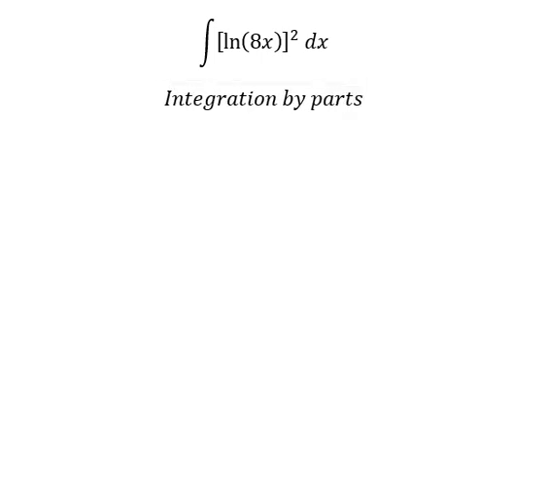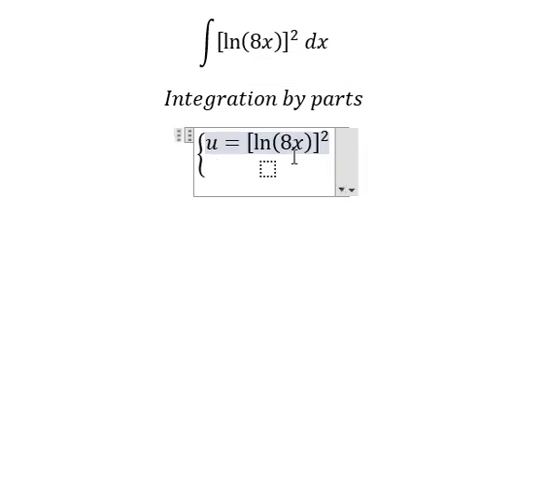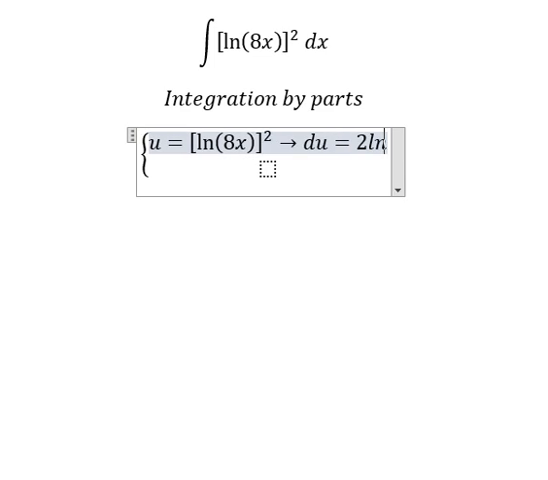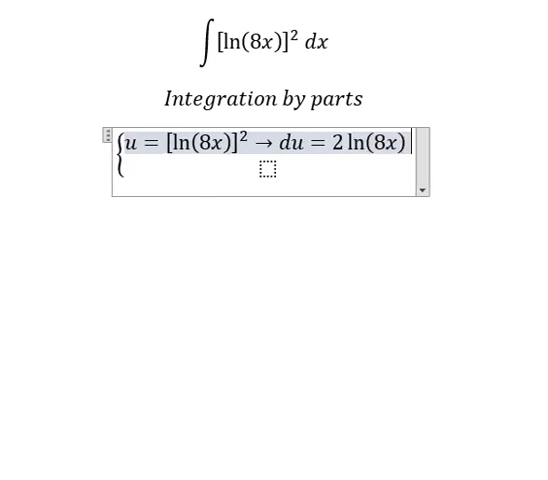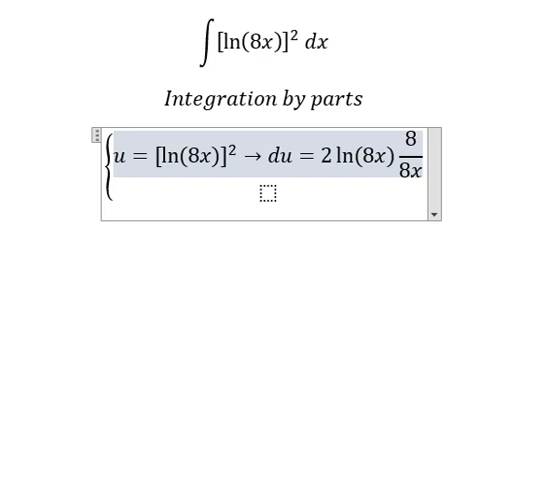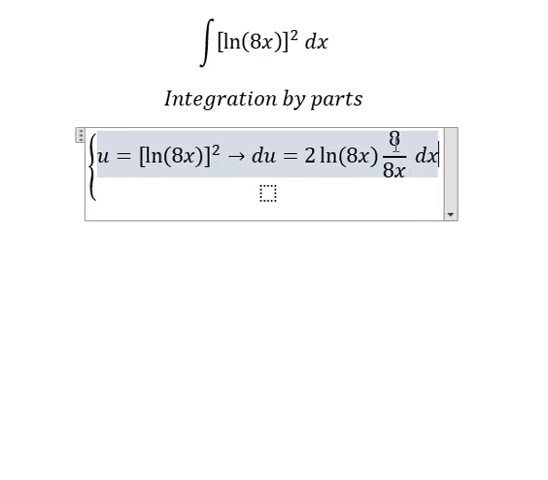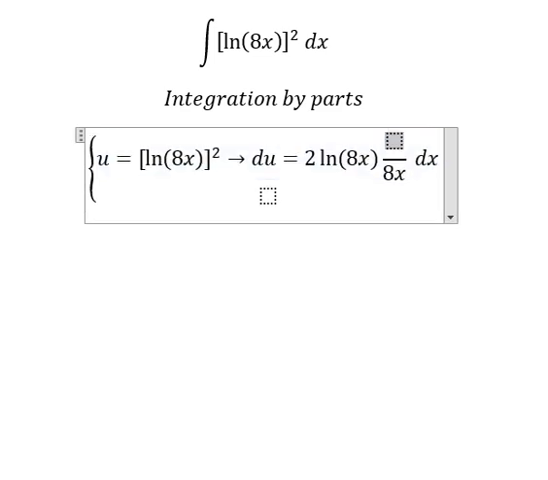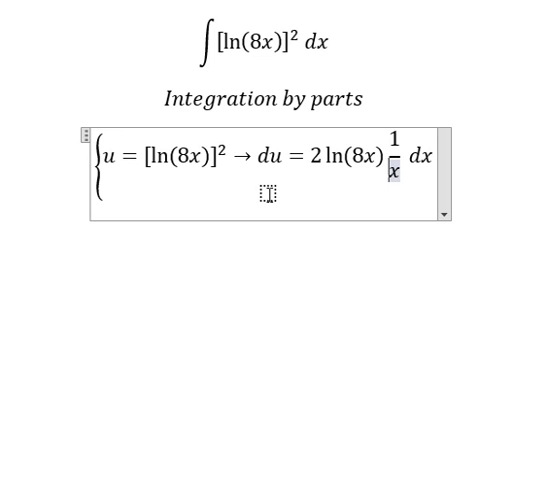So I will put u equals to f(x) to the power of 2. Later we need to first take the derivative of both sides, and we have it like this. The terms cancel. dv is ds.